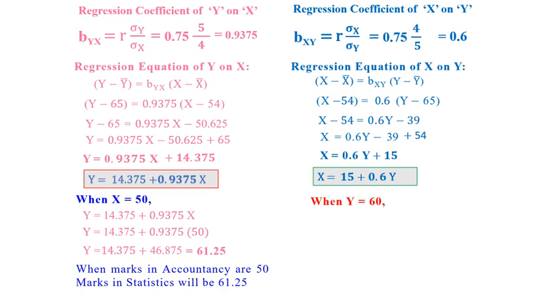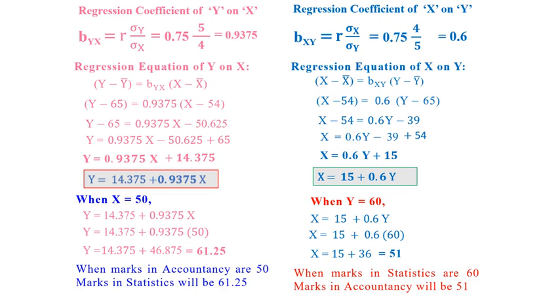Similarly, when marks in statistics are 60, what is marks in accountancy is the question. So use the x on y formula for this. X equals 15 plus 0.6y. Substitute 60 in the place of y. So like this, it will be 51. When marks in statistics are 60, marks in accountancy will be 51. Okay.